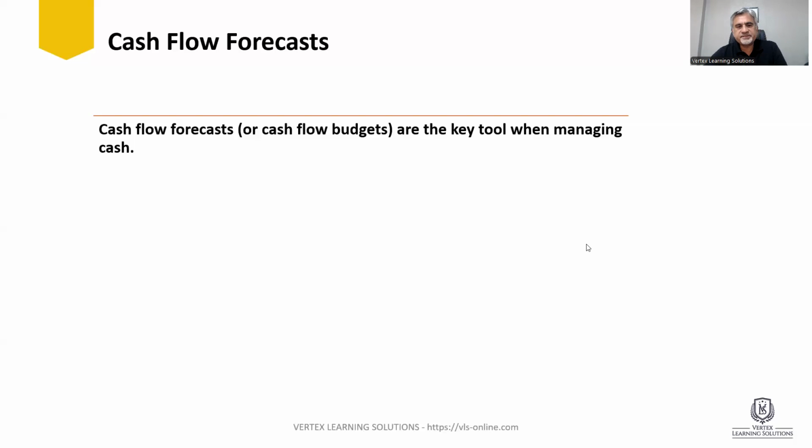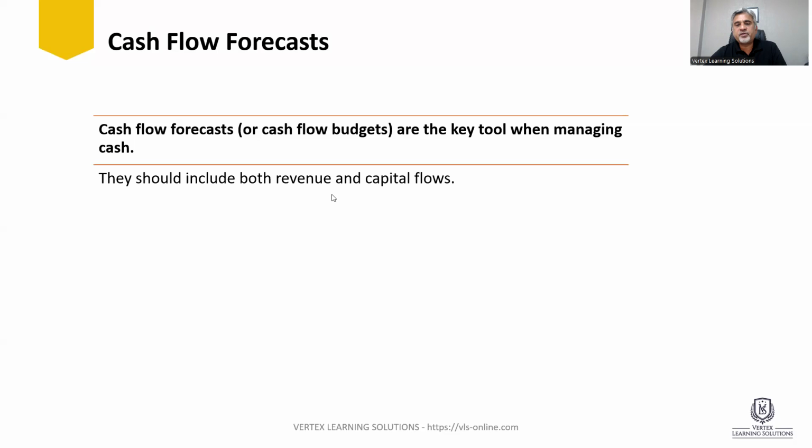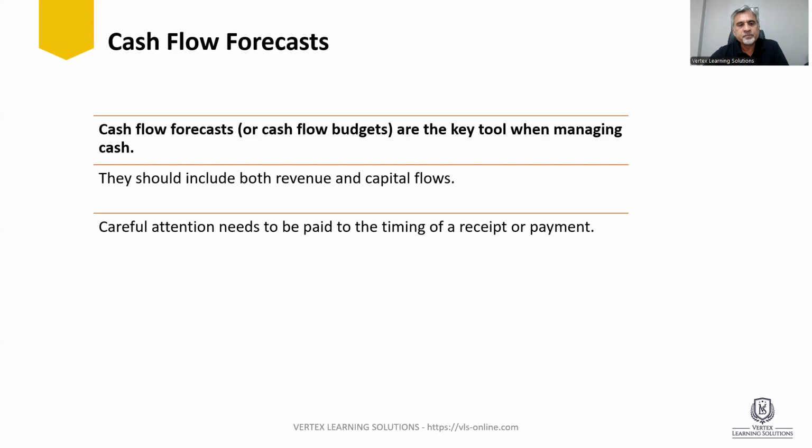So cash flow budgets should include both revenue and capital flows. Revenue means from your operations. So revenue flows are the cash coming in from sales. Revenue outflows are expenses which you pay for operations. And capital flows are when you buy or sell non-current assets. So if you sell non-current assets, you receive cash. If you buy a non-current asset, you have to pay cash, and so on. Careful attention needs to be paid to the timing of receipt or payment.